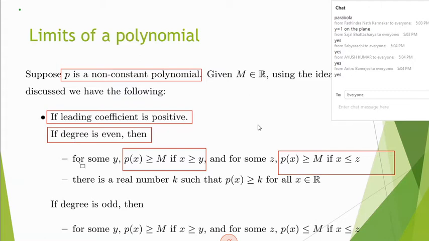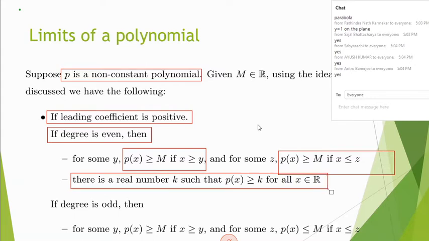The other part is, there is a real number k such that p of x is greater than or equal to k for all x belonging to R, which means that p of x is lower bounded. A polynomial with positive leading coefficient and even degree is lower bounded.